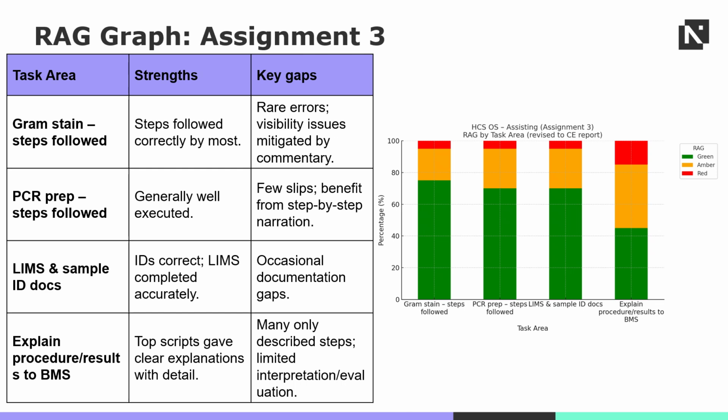For the explain procedure results to BMS, this is the differentiator. Top scripts explained the rationale, common pitfalls, and what the interim results meant for workflow. Weaker answers simply listed steps without interpretation or next step implication.